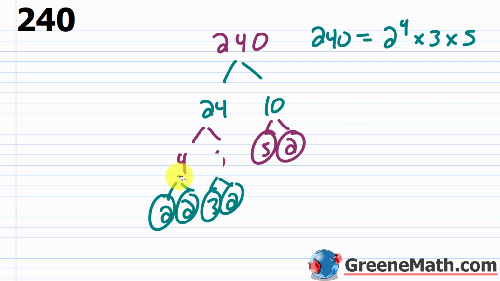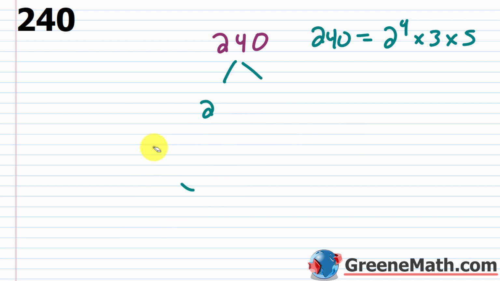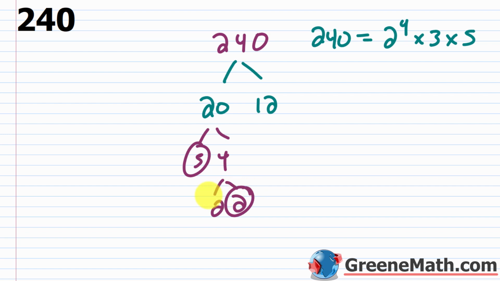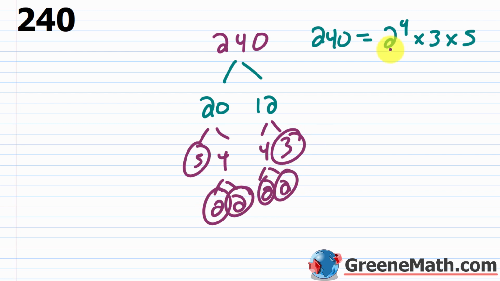Now, just for the sake of completeness, let me get rid of this, and say I would have started with 20 times 12. I'm just showing you it doesn't matter how you start. So 20 and 12, neither one is prime. This one, you could do 5 times 4. 5 is prime. 4 is 2 times 2. 2 is prime, and 2 is prime. 12, you could do 4 times 3. So 3 is prime, 4 is 2 times 2. And again, you get 1, 2, 3, 4 factors of 2, 1 factor of 3, 1 factor of 5.